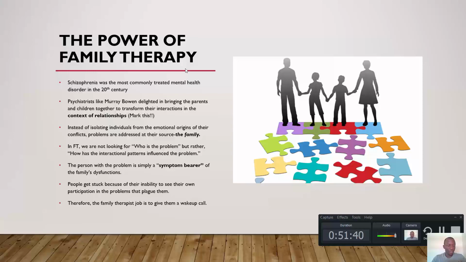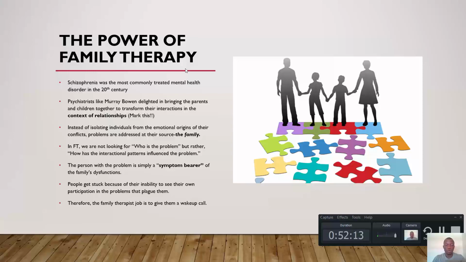So then family therapy came on the field after those men fought hard to have it there. As we earlier said, schizophrenia was the most commonly treated mental health disorder in the 20th century. So people like Murray Bowen, who were psychiatrists, delighted in bringing the parents and children together to transform their interactions in the context of relationships. Mark this, the whole idea of family therapy is about seeing people in the context of their relationships.